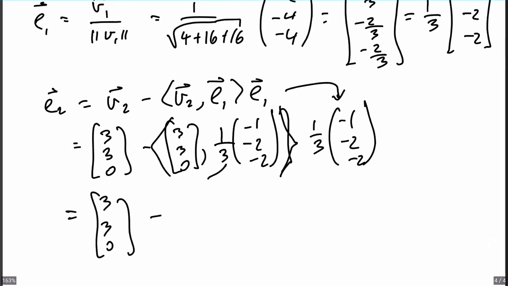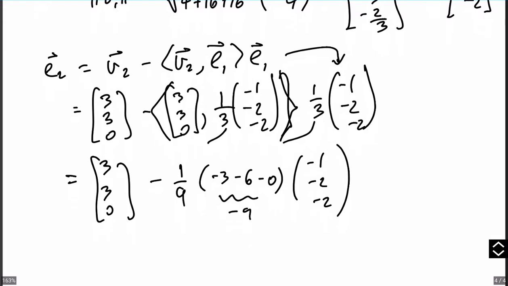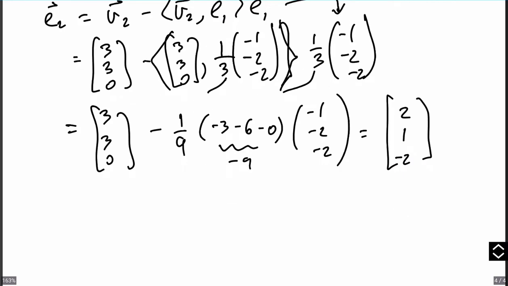I'm going to factor out these two 1/3 scalar multipliers as 1 over 9. And then the inner product: 3 minus 1 minus 3, 3 minus 2 minus 6, 0 minus 2, 0, times minus 1, minus 2, minus 2. So here this is minus 9, and that cancels with the 9, and we actually get plus, and then minus. So this is 3 minus 1, 2, 3 minus 2, 1, 0 minus 2, minus 2. This is the E2 vector.